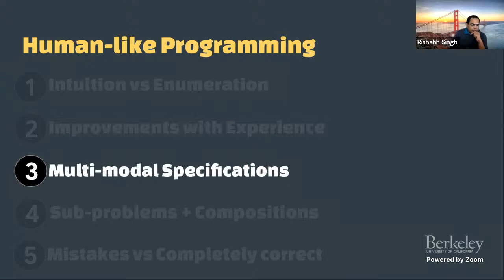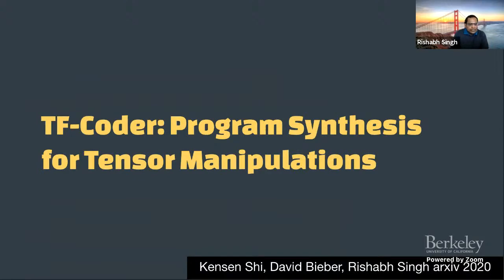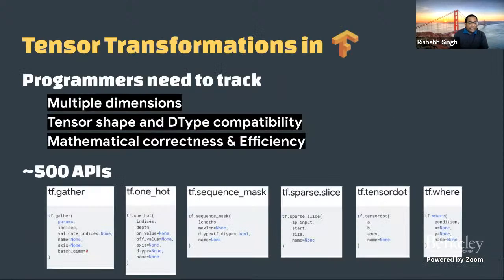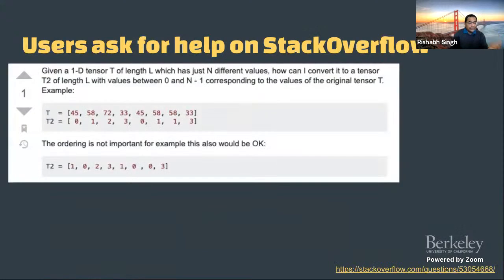Now, the next part was understanding multimodal specifications. And for this, I'm going to use an example called TFCoder. TFCoder is a system similar to SmartFill, where users can give input examples of tensor transformations they want to perform in TensorFlow. But the interesting part here is that in addition to examples, they can also specify their intent in natural language. So here's an example taken from Stack Overflow, where a user specifies a task they have in English, and then they also give an example to clarify what sort of task they have in mind.